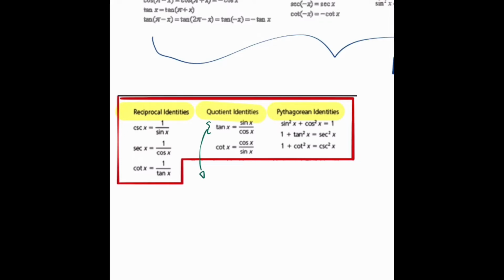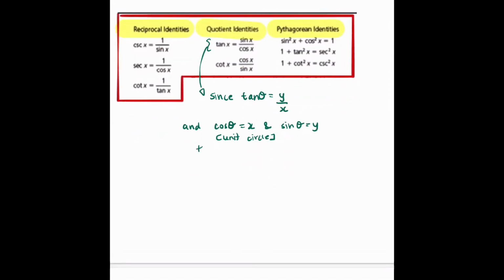So the quotient identity and Pythagorean identities come from the fact that, let's say you have tan x. Since tan x is equal to what? It's equal to y over x. It's the slope, right? And we notice that for a unit circle, cos theta is equal to x and sine theta is equal to y. So that's when we're working with the unit circle. If that's true, then tan theta is equal to sine theta over cos theta.